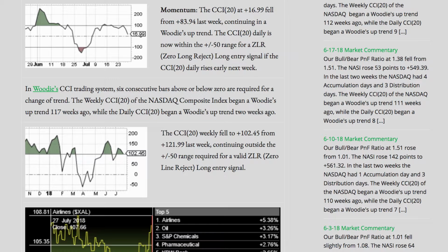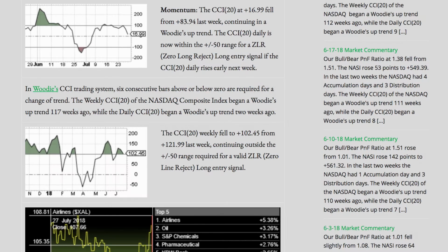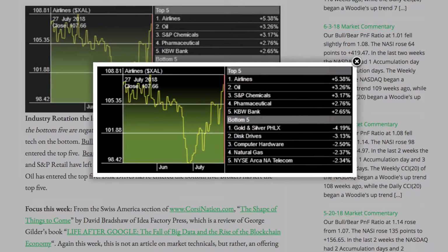The weekly CCI 20 of the Nasdaq Composite Index began a Woody's uptrend 117 weeks ago, while the daily CCI 20 began a Woody's uptrend 2 weeks ago. The CCI 20 weekly fell to a positive 102.45 from a positive 121.99 last week.